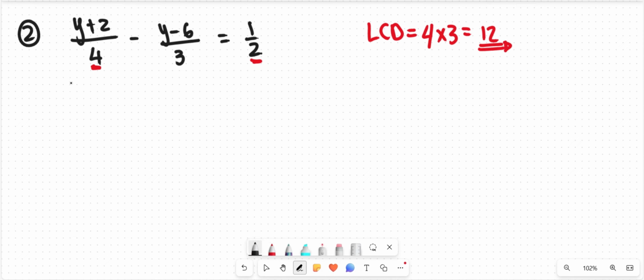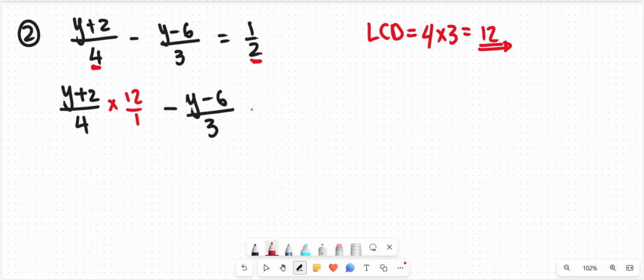So what do I do with that? You do the same thing that you did in the previous question. You times it with every single term. So the LCD times the first fraction, the LCD times the second fraction, and lastly, the last fraction times the LCD. I hope you can see it. I'm even color coding the LCD multiplication.